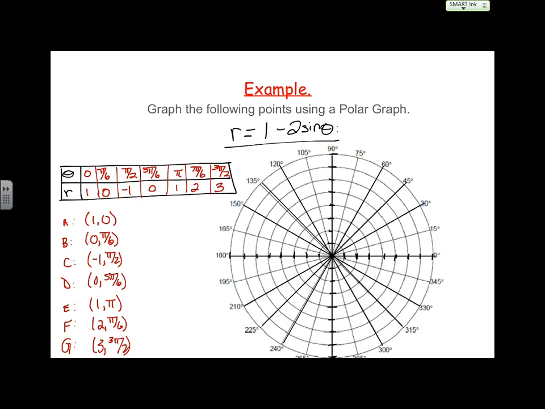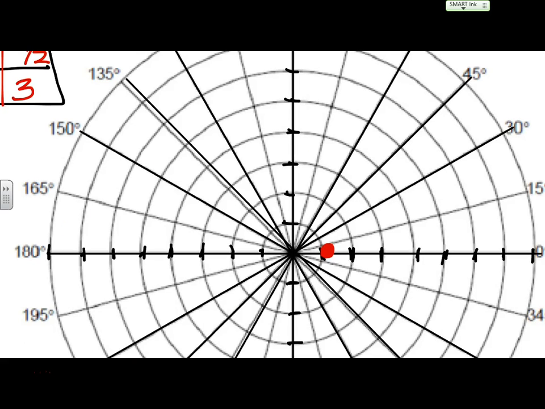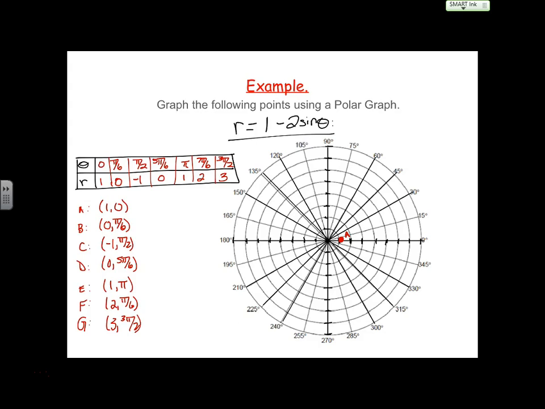Remember, the window can get kind of messed up. But if you guys are still kind of stuck on how to start, remember, for the very first point, the angle is 0, which is along this line, and I'm going out 1 towards the 0. So there's my point A. 0 is my angle for point A, 0 radians, 0 degrees, same one. R is a positive 1, so I'm going 1 towards the 0.